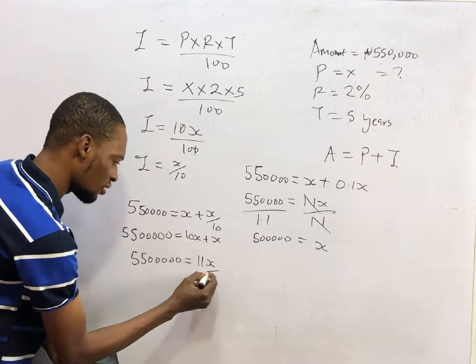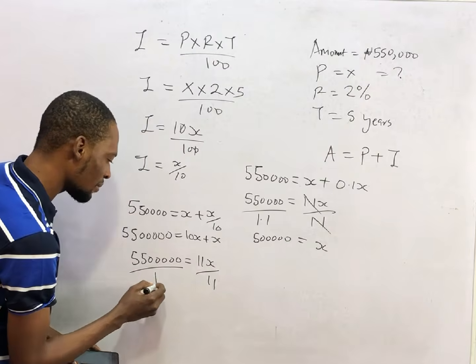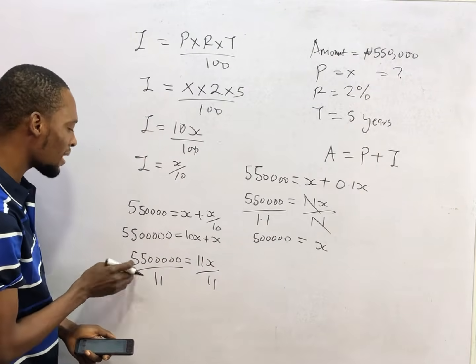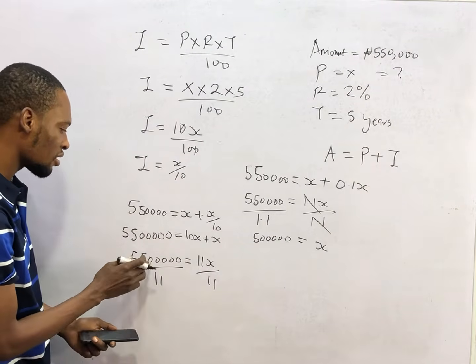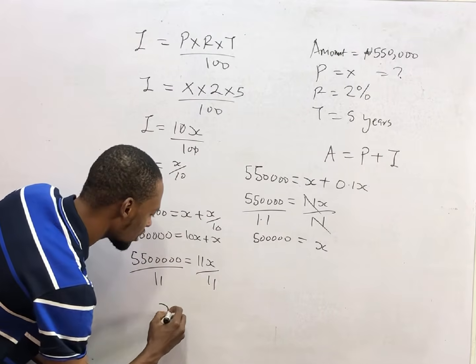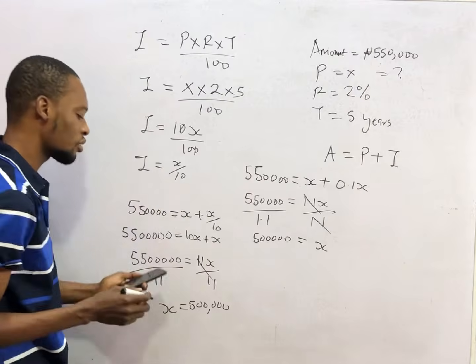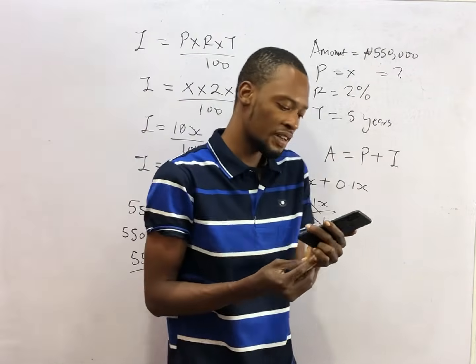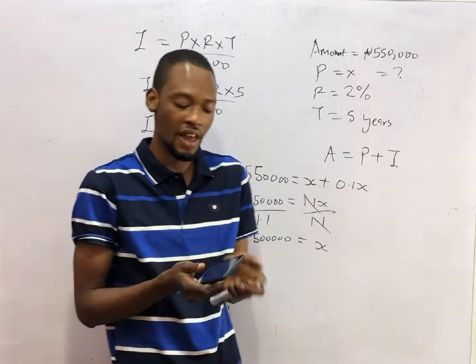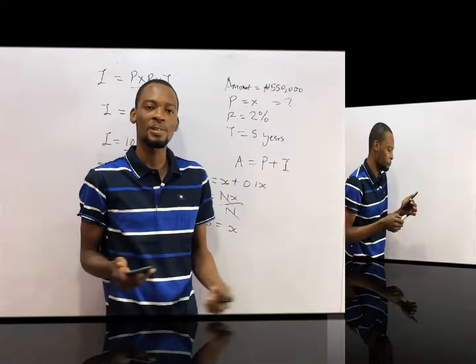To get S, you divide both sides by 11. 55 divided by 11 is 5, so that is 500,000 naira. S is equal to 500,000 naira. So the value of S is 500,000 naira, and that is the principal.